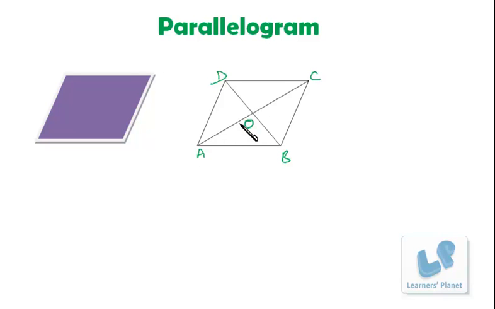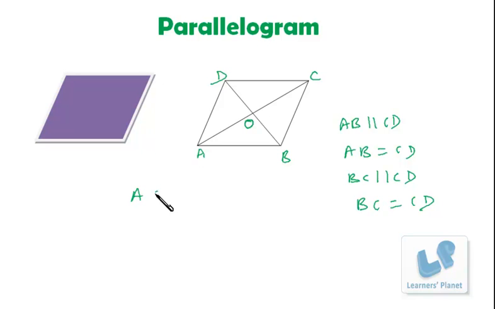Okay. Now, in the case of a parallelogram, the opposite sides AB is parallel to CD and AB is equal to CD. Similarly, BC is parallel to AD and BC is equal to AD. Diagonals AC is not equal to BD, but they bisect each other. Now this angle and this angle will be same, and similarly this angle and this angle will be same. Not necessarily to be 90 degrees, but they will be same.